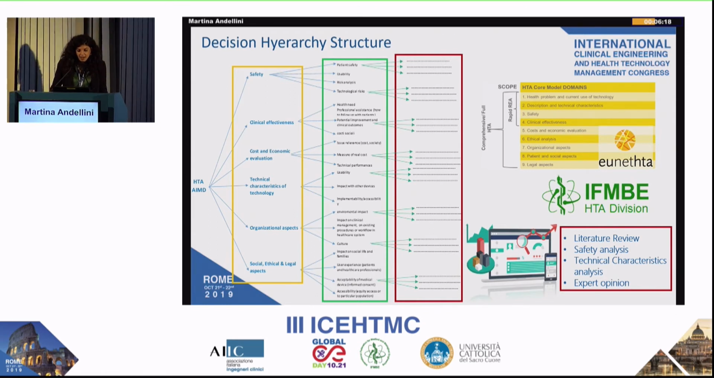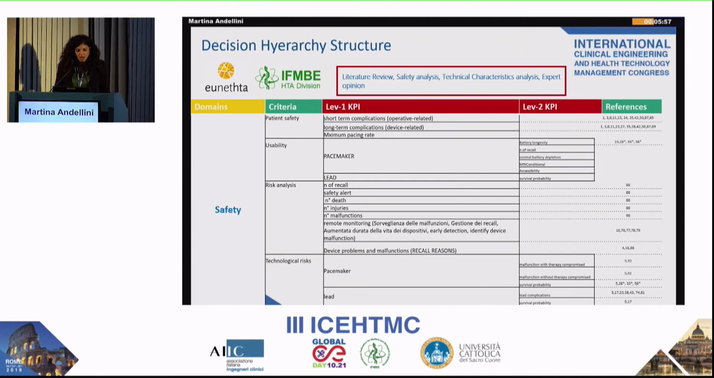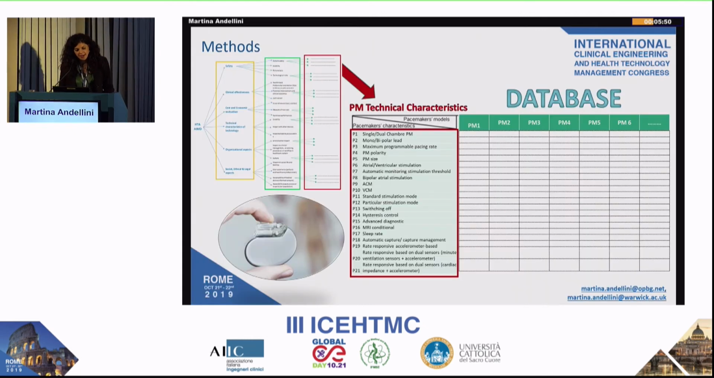And finally, each of these criteria was described in turn by a number of key performance indicators that are specific for the technology under evaluation. These key performance indicators are defined from literature review, safety analysis, technical characteristics analysis, and expert opinion. This is only to show you the decision hierarchy structure.